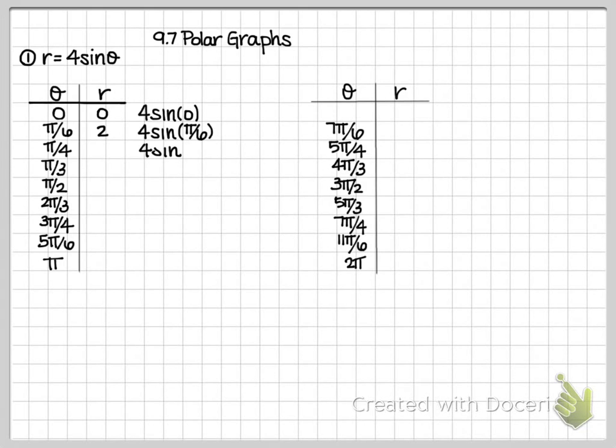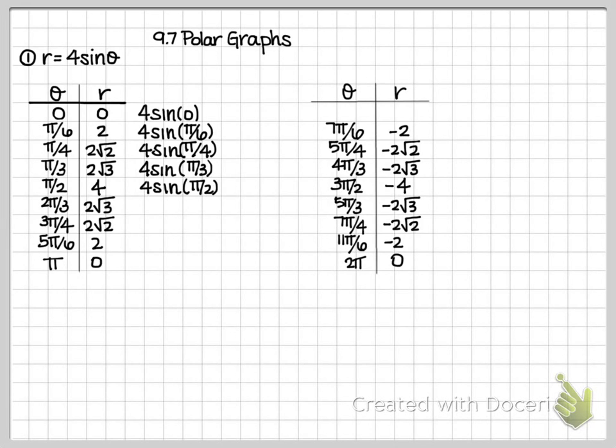Now I am going to write the exact values here, but when we start graphing it, we're actually going to come up with the approximate values. So sine of pi over 4 is going to be root 2 over 2, times that by 4. That's going to give us 2 root 2. And then up to pi over 3, plug that in. And I think you get the idea. So I'm going to pause, fill in the rest of the entire table, and then we're going to start plotting.